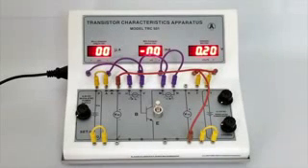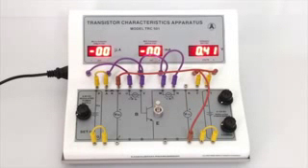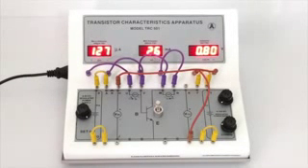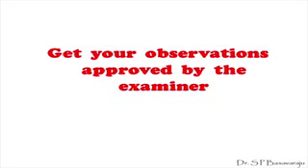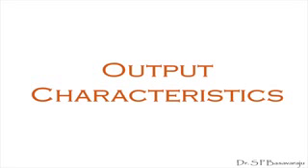VBE is varied from 0 to 0.8 volt in steps of 0.1 volt, and the corresponding current readings in the microammeter is noted along with VBE. After a couple of observations, get the approval of the examiner. Leave all the connections as they are. Now let us see about the output characteristics.